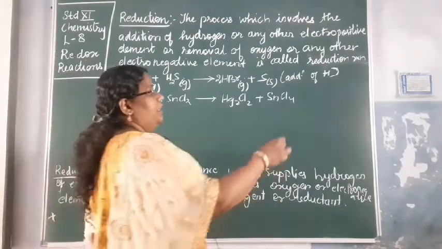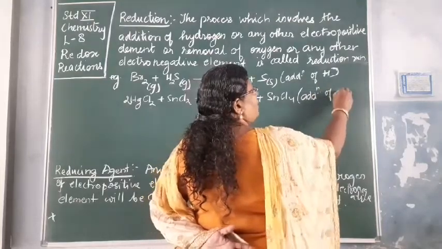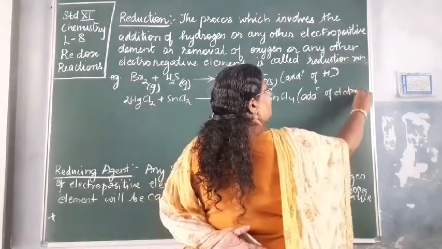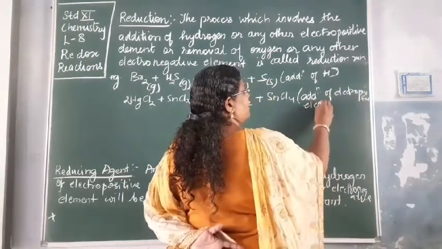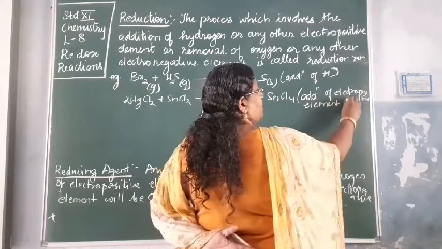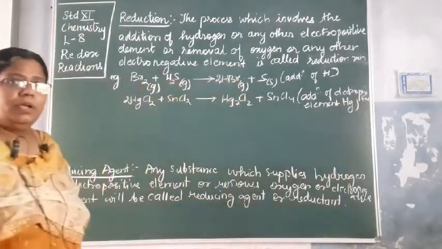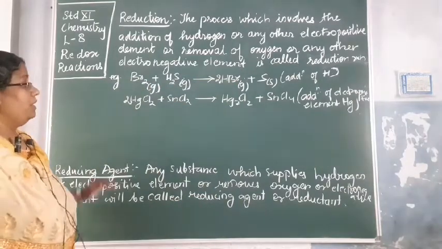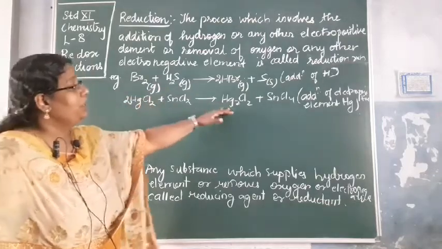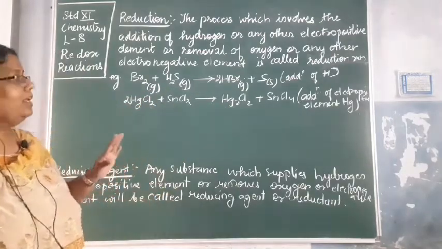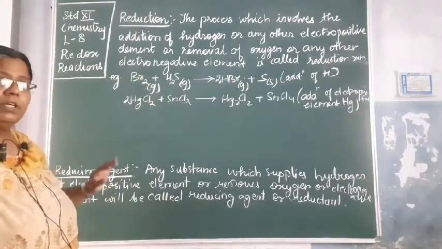So therefore ये भी process हम reduction कहते हैं, because here addition of electropositive element Hg takes place. Okay, mercury. Hg is mercury. So Hg is the electropositive element which is being added to HgCl2 to give you Hg2Cl2. ठीक है, तो ये दोनों क्लियर हो गया, एडिशन ऑफ हाइड्रोजन, एडिशन ऑफ इलेक्ट्रोपॉजिटिव एलिमेंट.